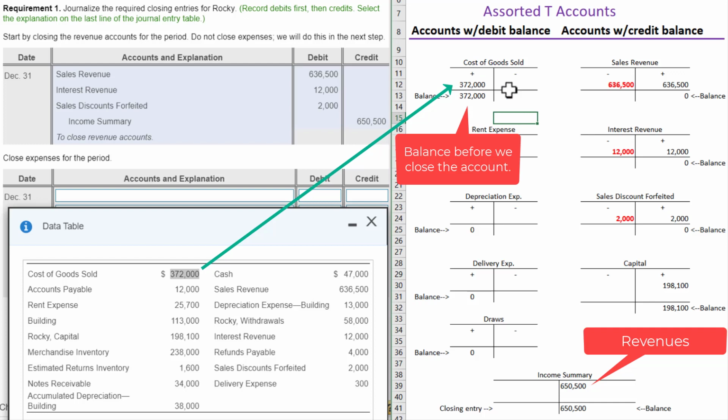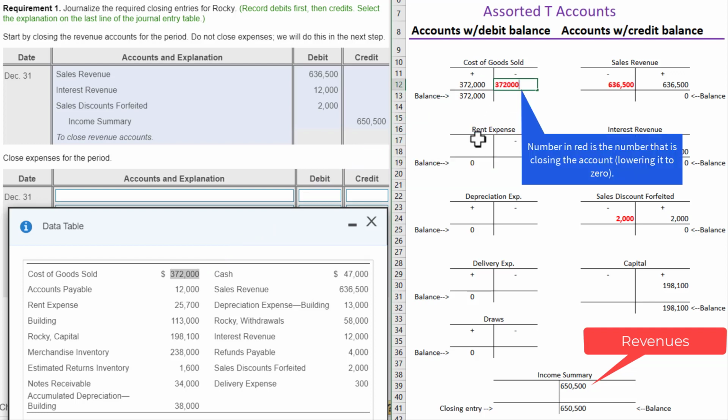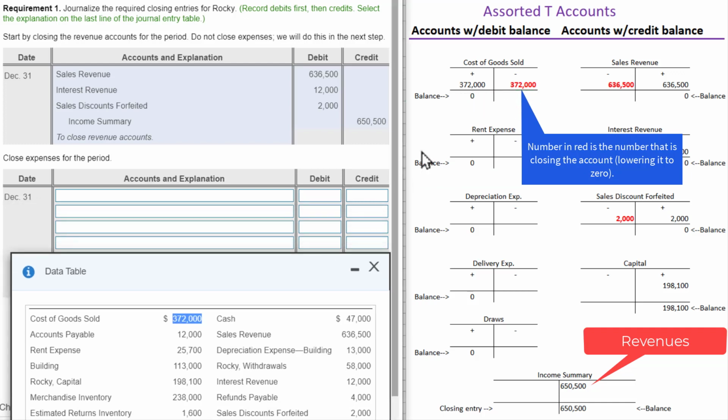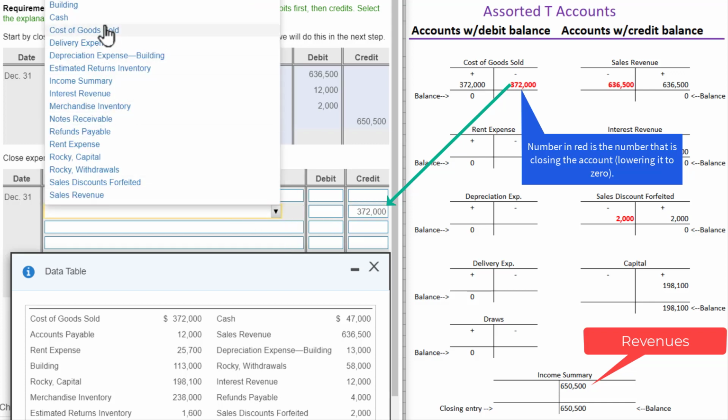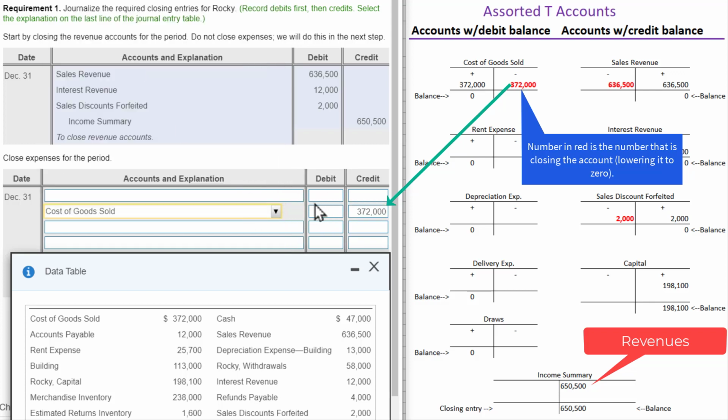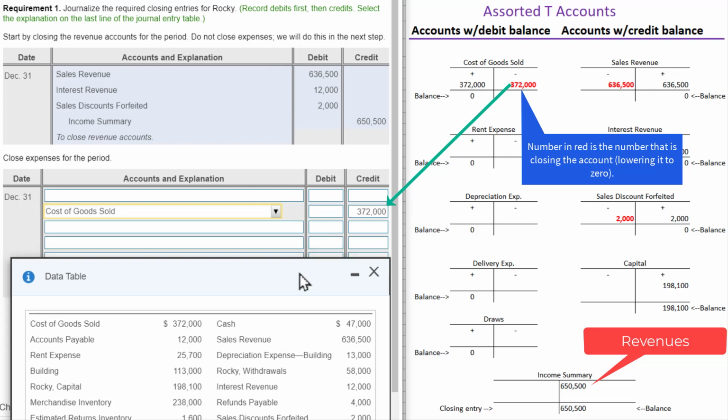So how do I close this account? I need to put 372,000 on the other side. So now the account is closed. The way I close this account was by lowering it. So this 372,000 as a credit, I need to put that in over here in the journal as a credit. And that's cost of goods sold. Now I skipped a line because the debit account has to go first. And we'll figure that out later.